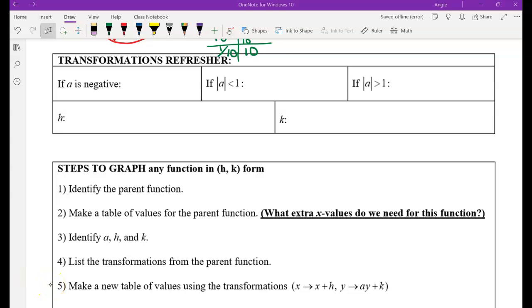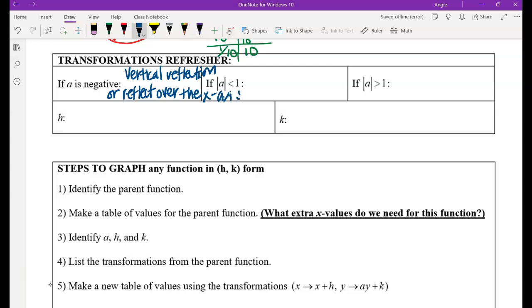Okay, students, so let's do some refresher on the transformations, right? So if A is negative, we can call it a vertical reflection, or sometimes we call it reflect over the x-axis. They are exactly the same.